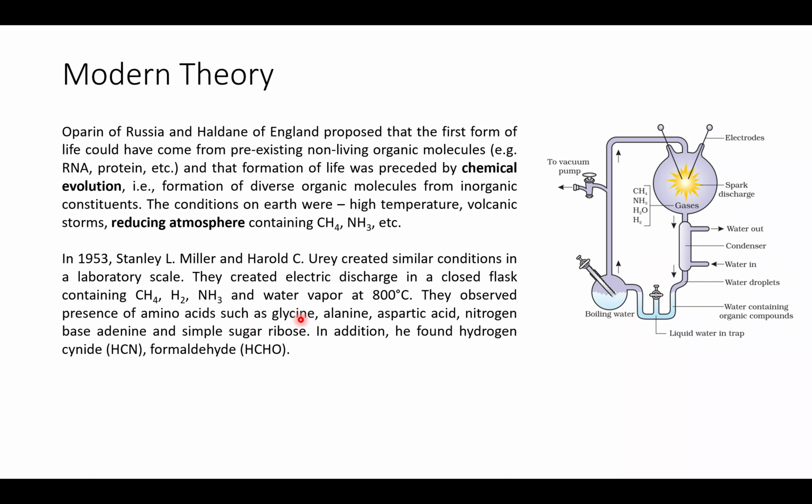And what did they observe? Glycine, alanine, aspartic acid, nitrogen-based adenine, and the simple sugar ribose. In addition, they found hydrogen cyanide and formaldehyde. So they observed the formation of amino acids, which are organic molecules, from simple inorganic constituents.